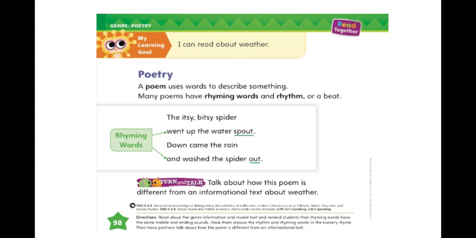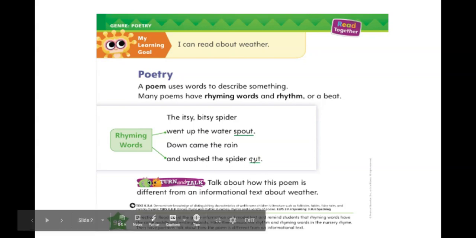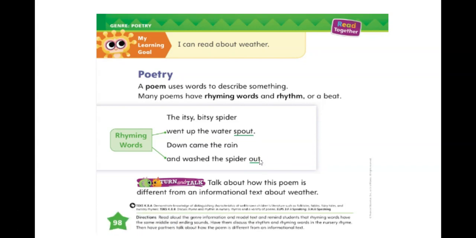You can hear the rhythm. Now let's look for the rhyming words. As you can see, they put arrows pointing to where you're going to find the rhyming words. The first word underlined says spout, and the next word underlined, where it's pointing to the sentence, says out. Say spout, out. Those two words rhyme. So there are the rhyming words in this poem, spout and out. And then, of course, you heard the beat.